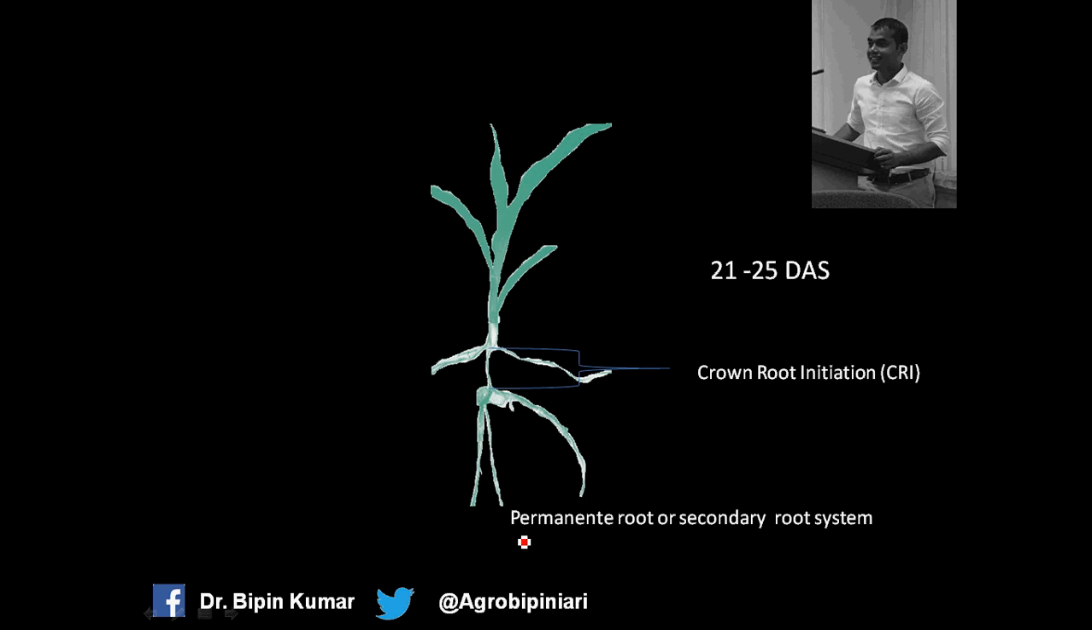It is called permanent root or secondary root system. Actually the role of this stage is very important, because the roots that will form at this stage will provide the nutrition for the whole life cycle of the wheat plant, and the effectiveness of the tiller will also depend on these roots. That's why we recommend the first irrigation at this stage, and if we delay irrigation by any more days at this stage, there will be more reduction in yield. That's why this stage is very important.